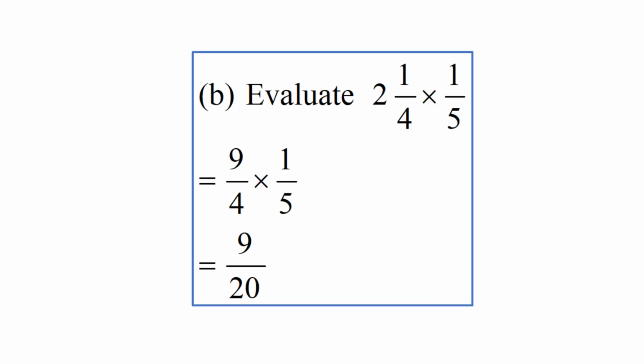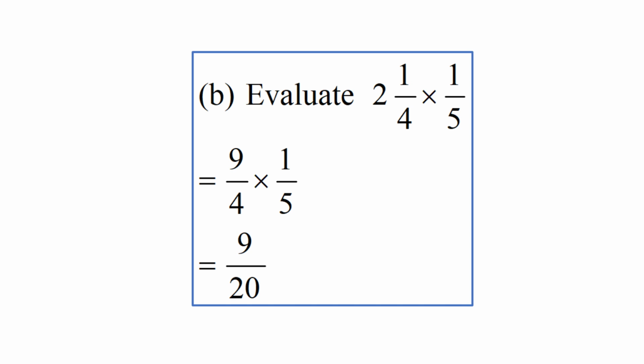Now, let's move on to part B, where we evaluate 2 1/4 multiplied by 1/5. First, we need to convert the mixed number, 2 1/4, into an improper fraction. To do this, we multiply the whole number, 2, by the denominator, 4, which gives us 8. Then we add the numerator, 1, so we have 8 plus 1, which equals 9. This gives us 9/4.